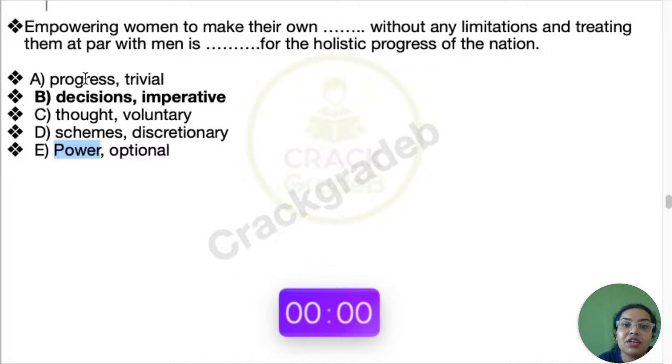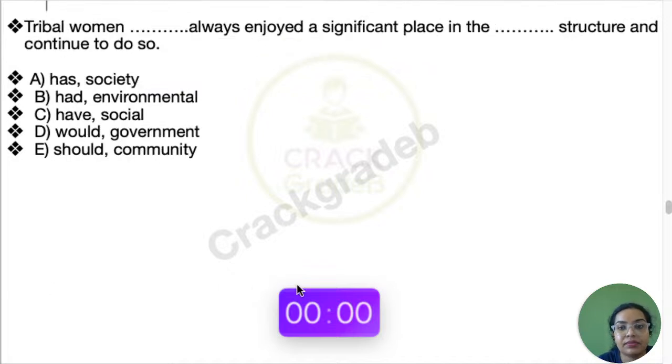So, of course, you have just one: their own decisions without limitation, and treating them at par, that means equal to men, is imperative. It is important for holistic progress. Holistic means all over. Trivial is anything that has no or very little importance. Okay, imperative, voluntary, easy word. Discretionary, using discretion, that means it is up to your choice. You want to do it, not do it, you are not restricted, so that is discretionary. Easy.